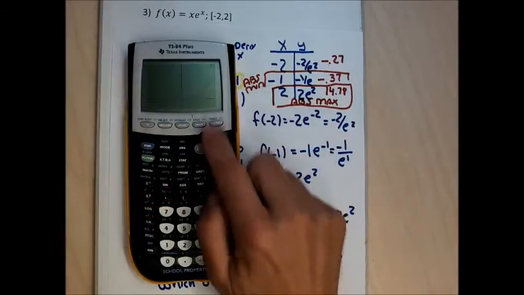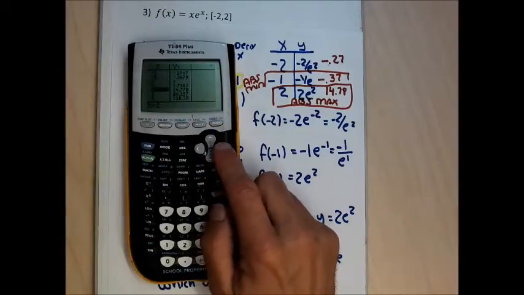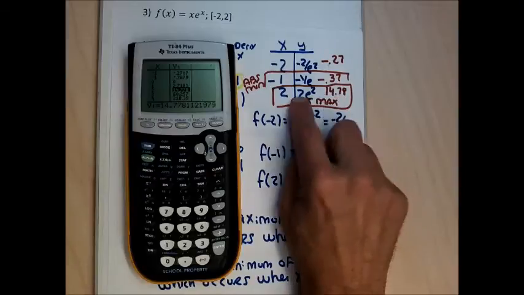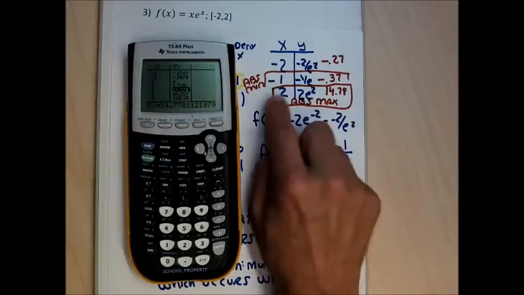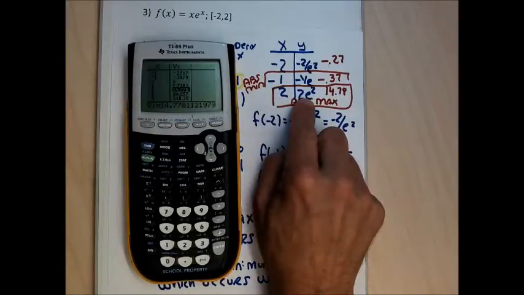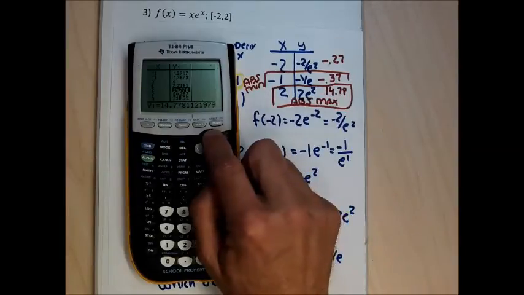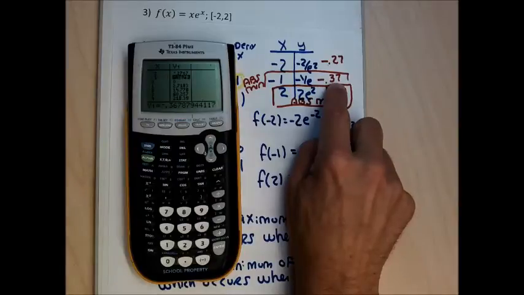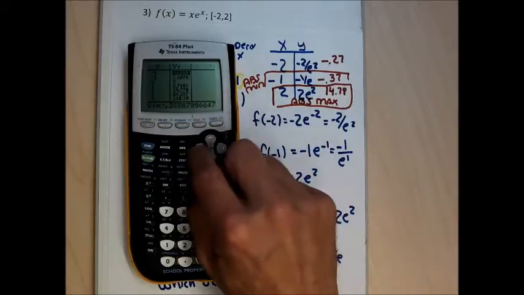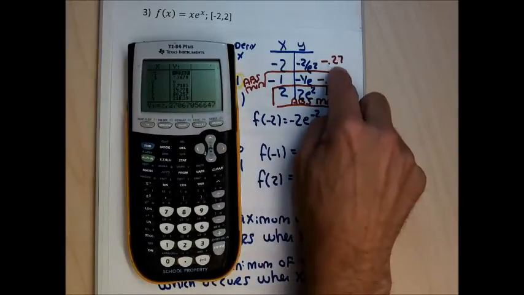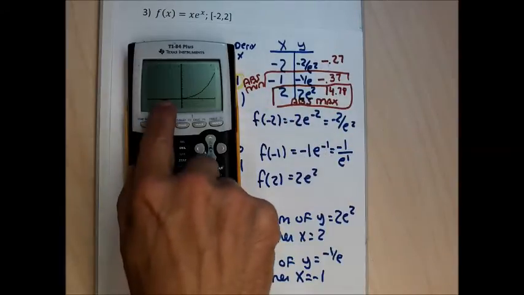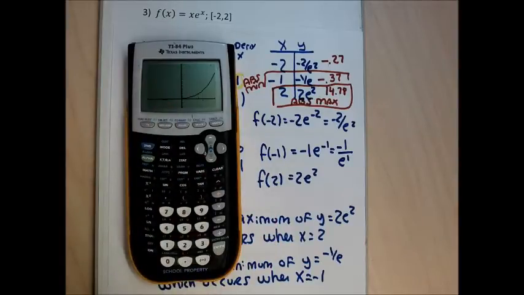Let me do second table. Look next to 2, and I see 14.778, which is kind of that. I feel good about this point completely. I have the same x, and the decimal equivalent is the same. Next to negative 1, I see something that has basically that decimal equivalent. And next to negative 2, I see something that has that decimal equivalent. I can't tell from my graph that this point at x equal negative 1 is the absolute minimum.